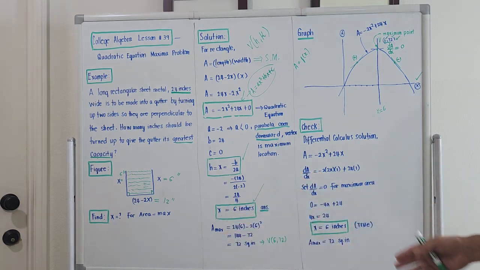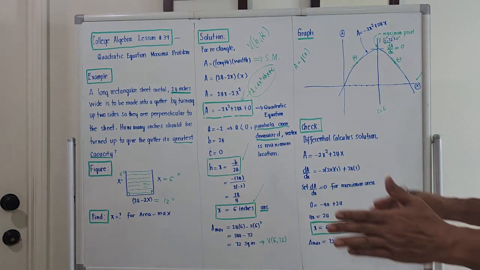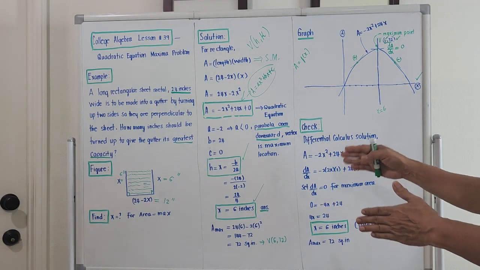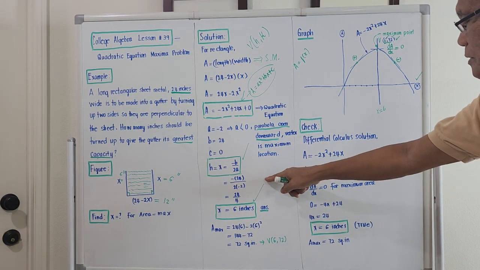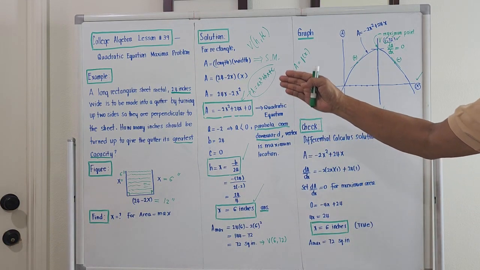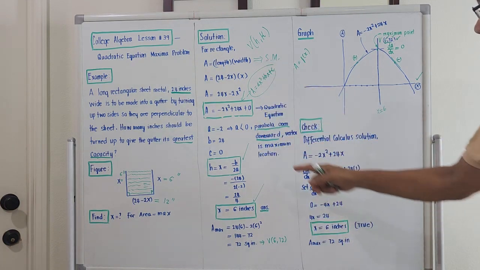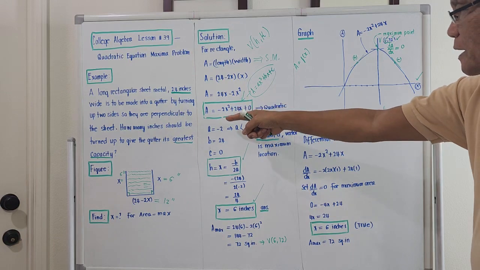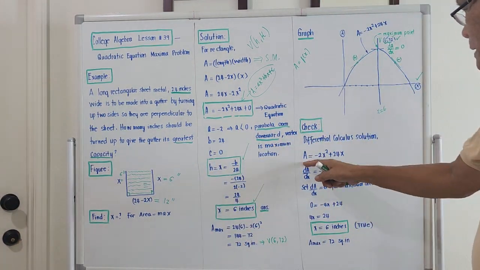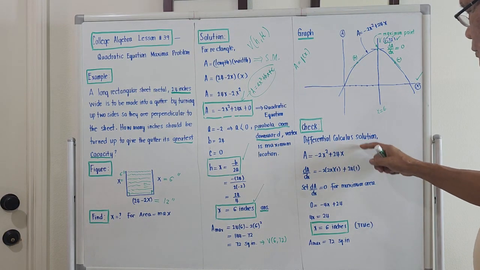Okay, let's try to check the validity of our answer. For the next discussion, I will be presenting the differential calculation. We check our solution by using differential calculus. From the algebra solution, we derived already the area in terms of the variable x, right? Area is minus 2x squared plus 24x.